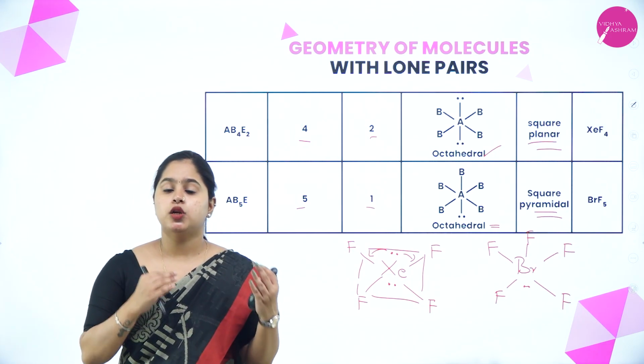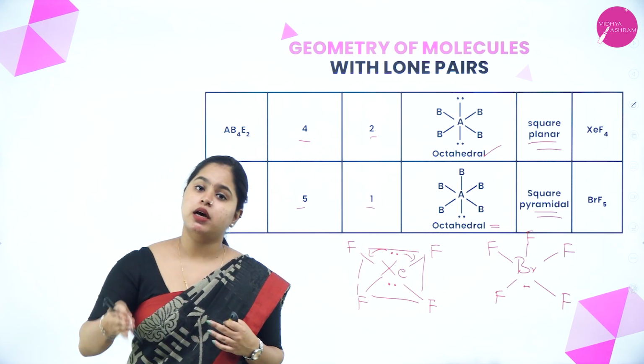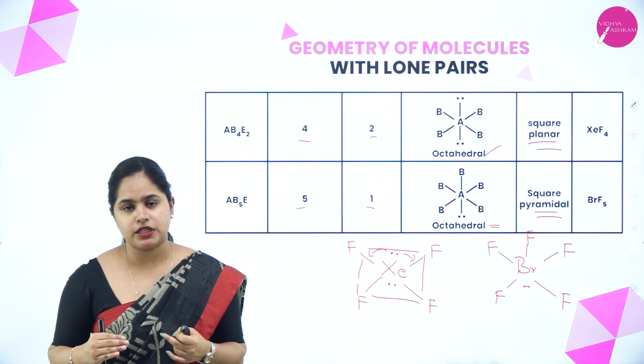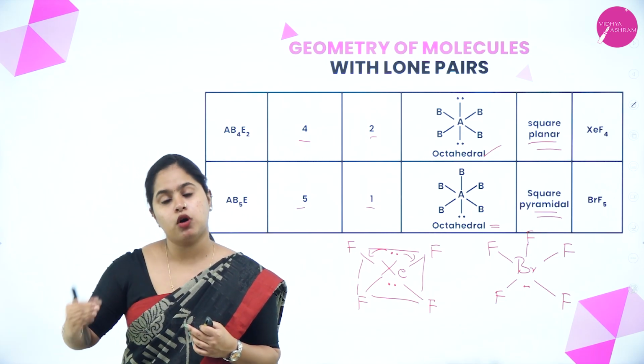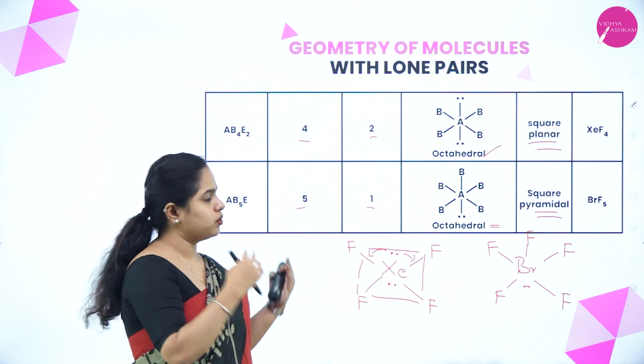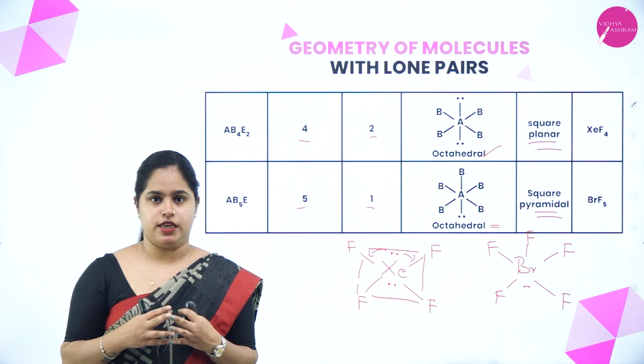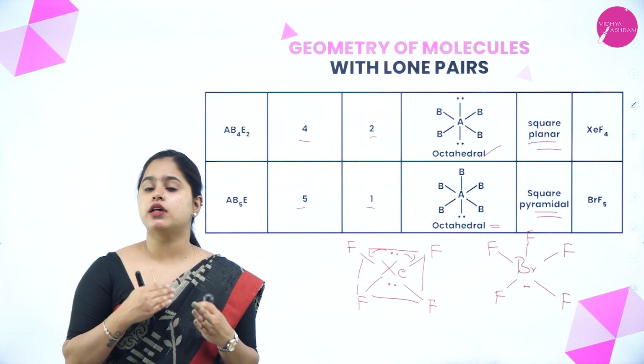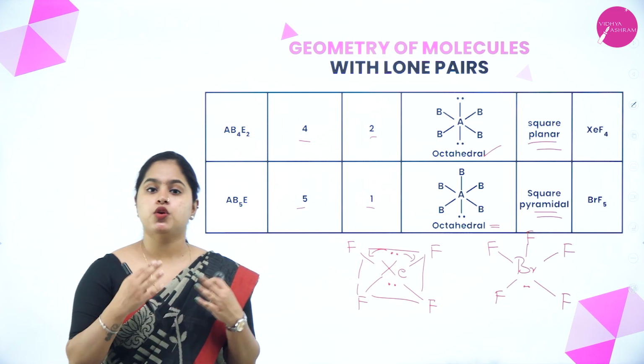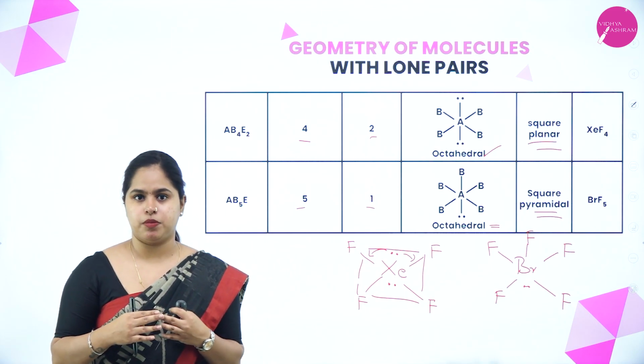So as I said, the lone pair repulsions are more than the lone pair bond pair repulsions, which are greater than the bond pair repulsions. The molecules are attaining different shapes. So I hope now if a molecule is given to you, by calculating the total number of valence electron pairs, you will be able to predict the shape of the molecules.